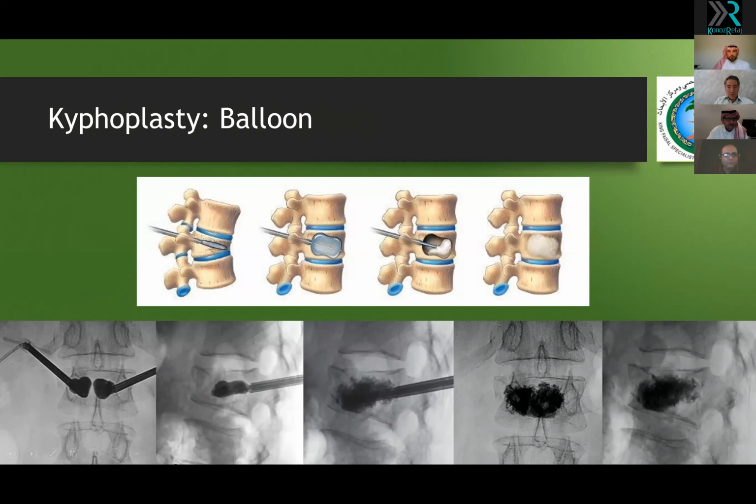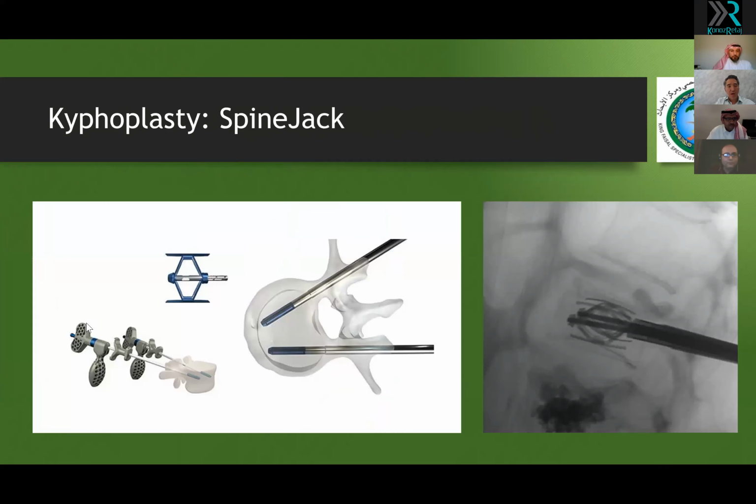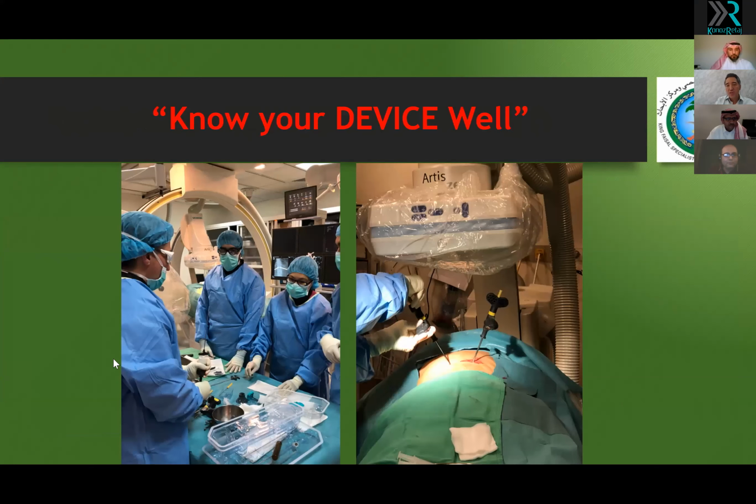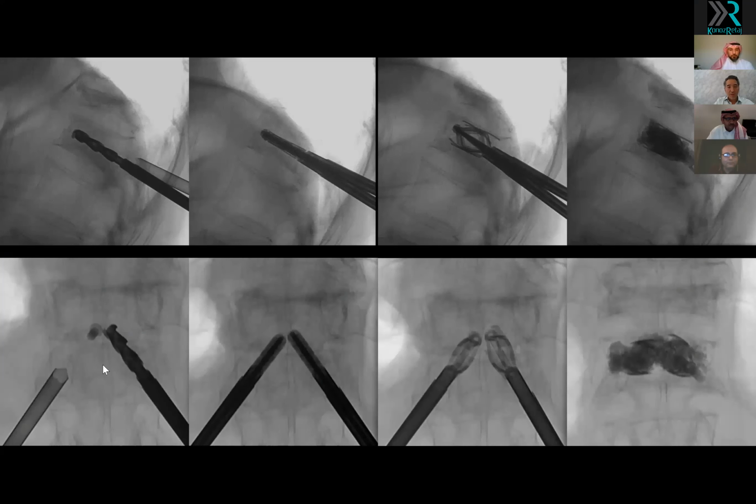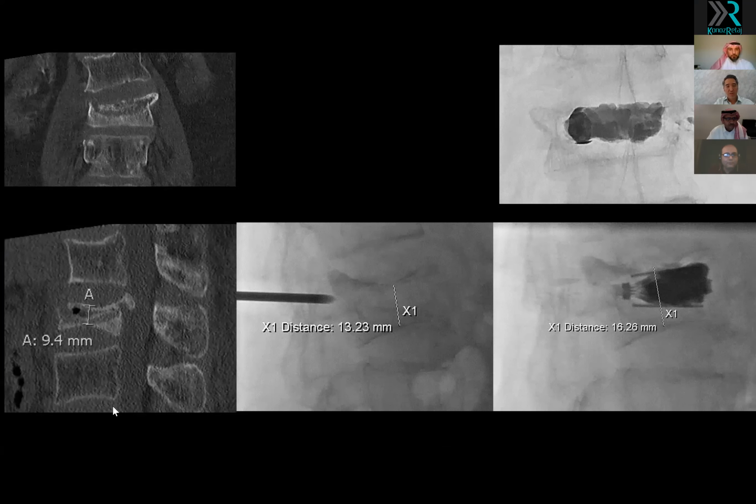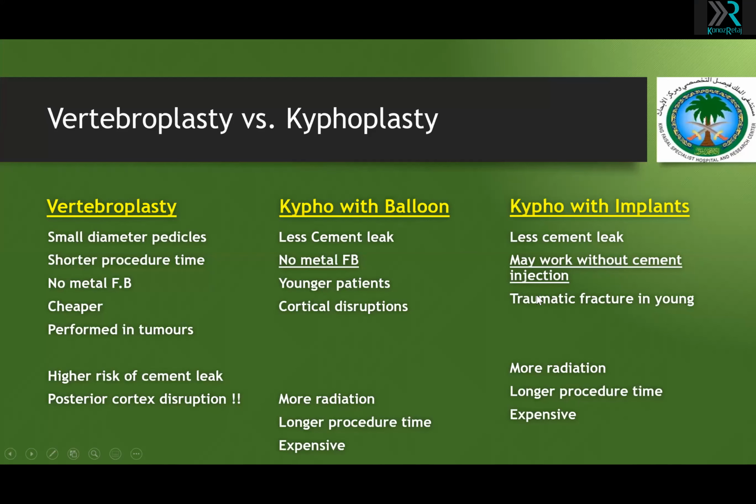Otherwise it will be a disaster. With the SpineJack here, you can see the beauty of it, or actually the height of the vertebral body is already improved. After kyphoplasty, you can see a good improvement. Among the different types, vertebroplasty with a foreign body is definitely cheaper. You can do it, I've seen cases of people doing it. Do not do it. Now, using the balloon, there is still no metal foreign body, but a longer procedure time, and it's expensive, of course. There are some reports of metallic implants.